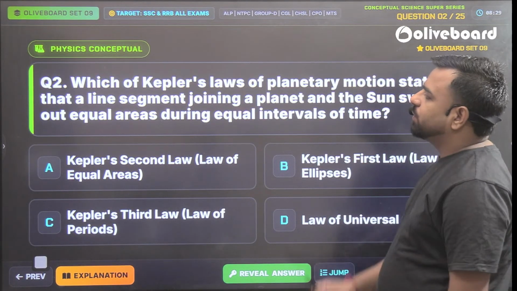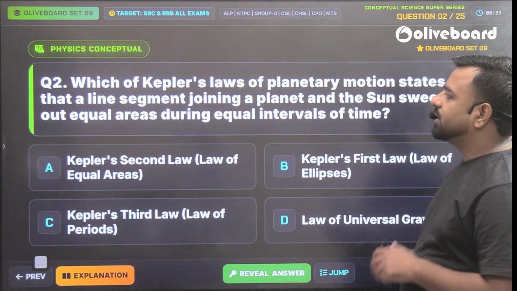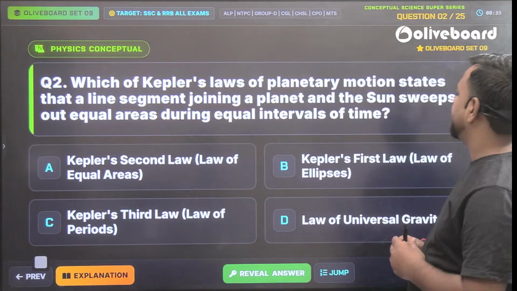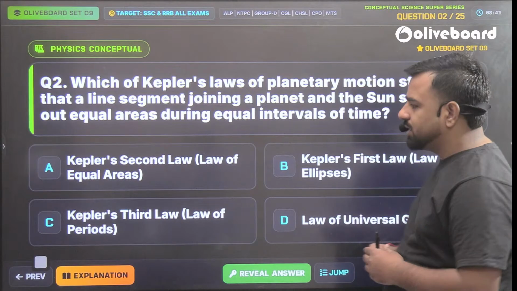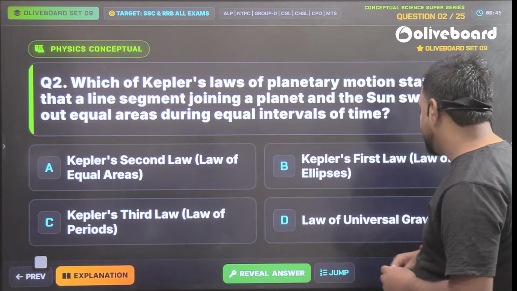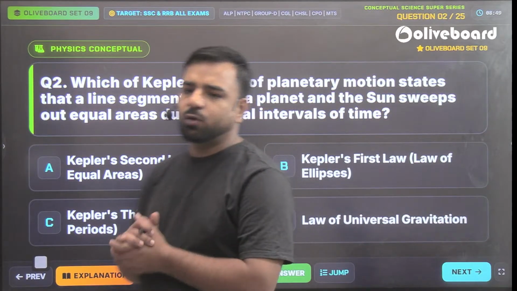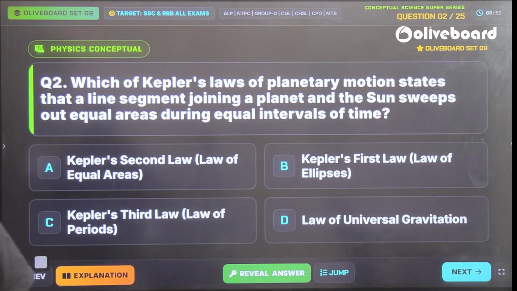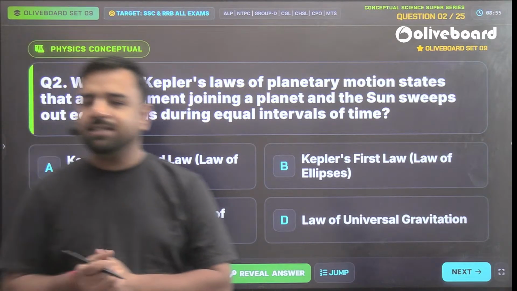Next. Which of Kepler's laws of planetary motion states that a line segment joining a planet and the sun sweeps out equal areas during equal intervals of time? So you have four options. Is it the second law? Is it the first law? Is it the third law? Or is it the law of universal gravitation? I'll explain all four options here. Ashish Kumar is going with A. That's great. Utkarsh is also going with A. And Harry is going with C this time.